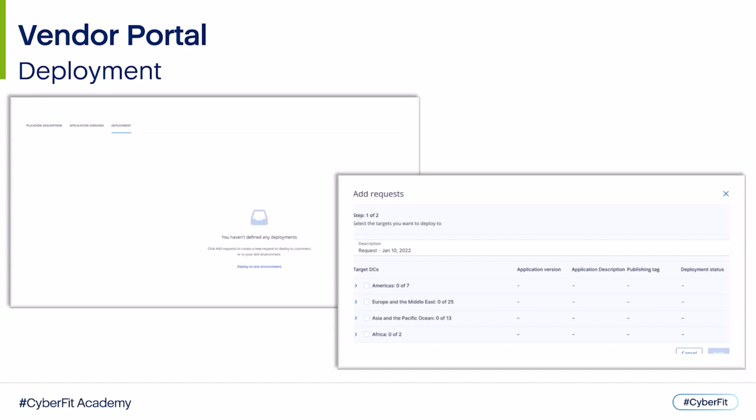While deploying, you can select the specific version of the application description and application version, and can also deploy it to specific data centers. Say, for example, you only want to release your application in North American data centers. In that case, select the corresponding data centers or DCs in the deployment request form. After successful deployment, partners in the corresponding DCs can enable and use your CyberApp.